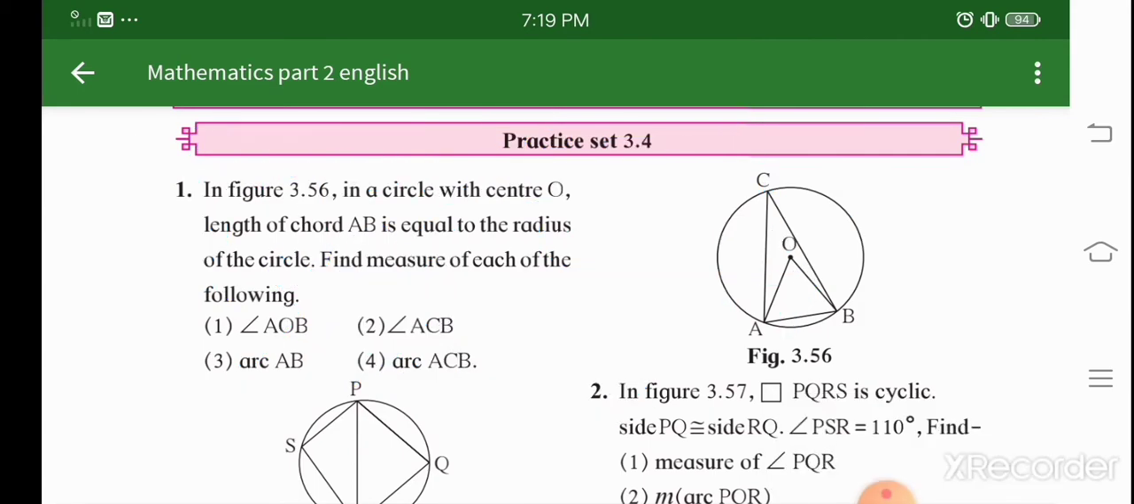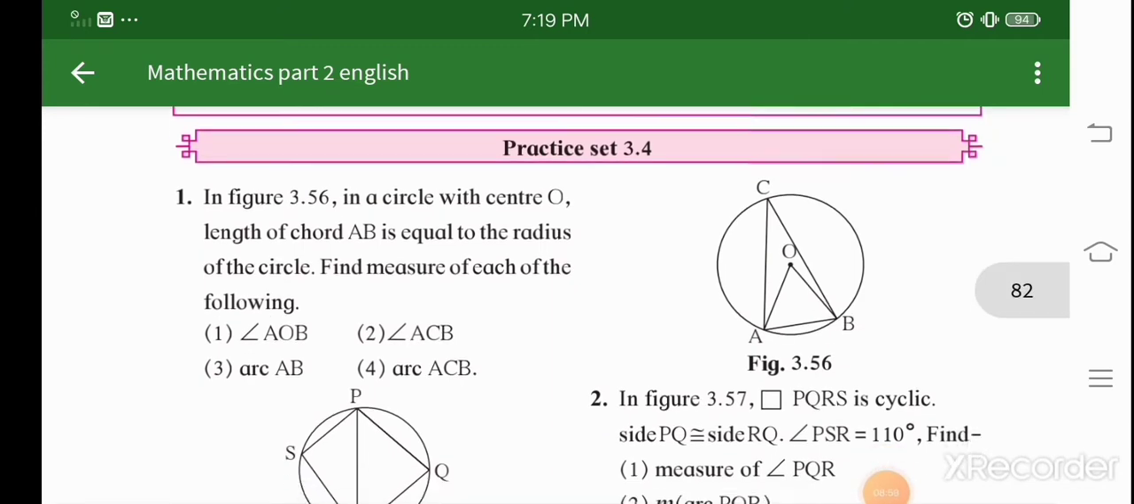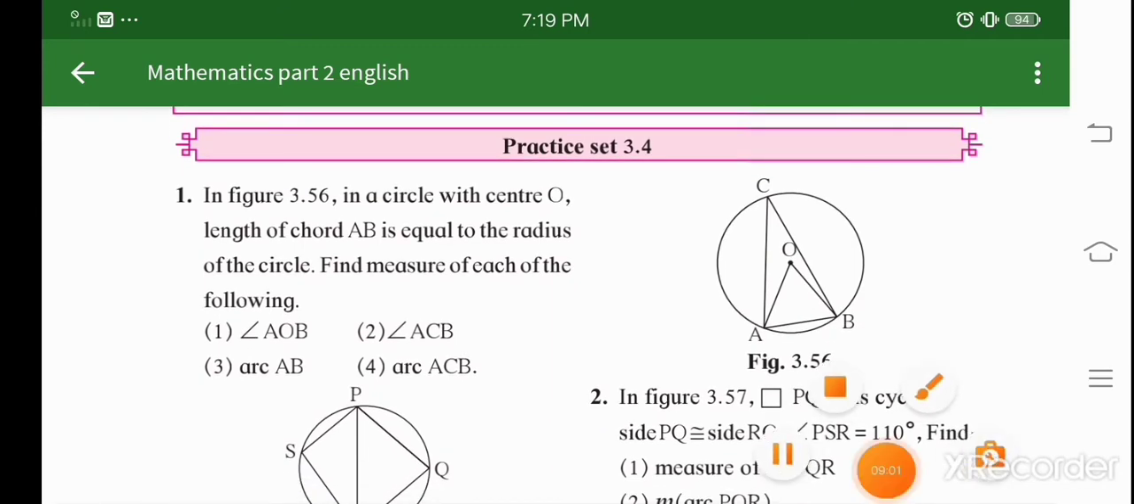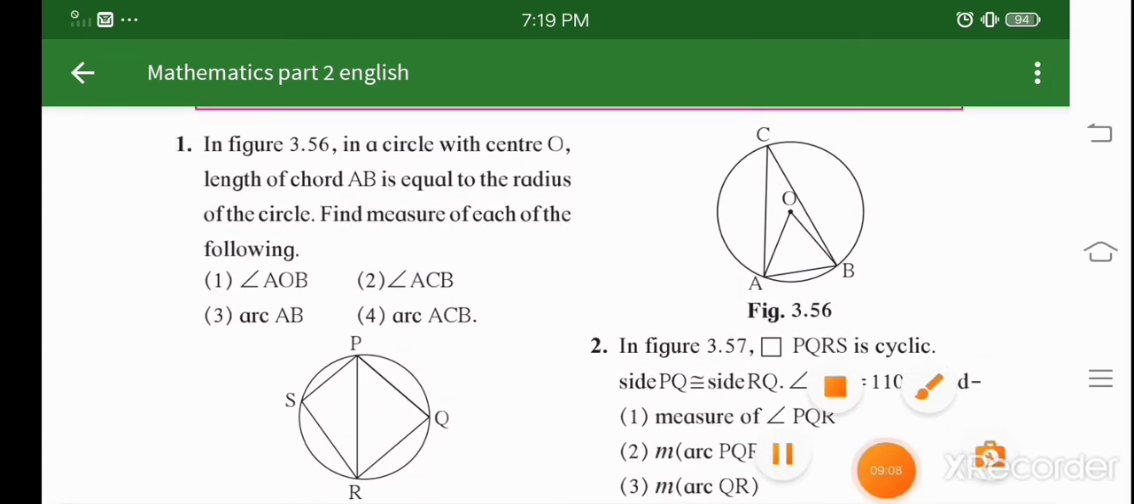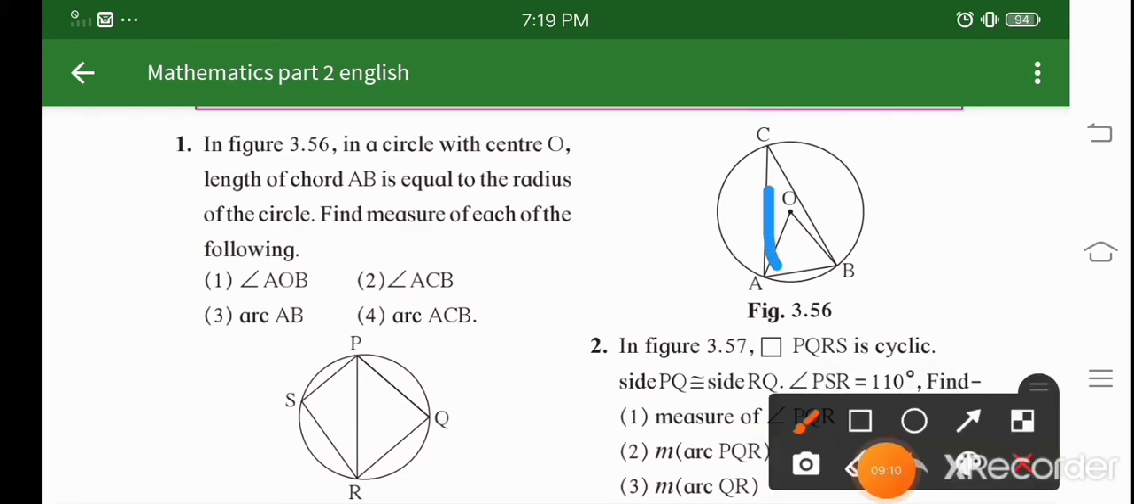Okay, so now the next one, angle ACB. For angle ACB, can you see this angle ACB? This is your inscribed angle, right? For this inscribed angle we need this arc AB. If you have the value of arc AB, you are able to find angle ACB. Can you see the arc AB also we have to find, that is our third one. So let's start with arc AB.